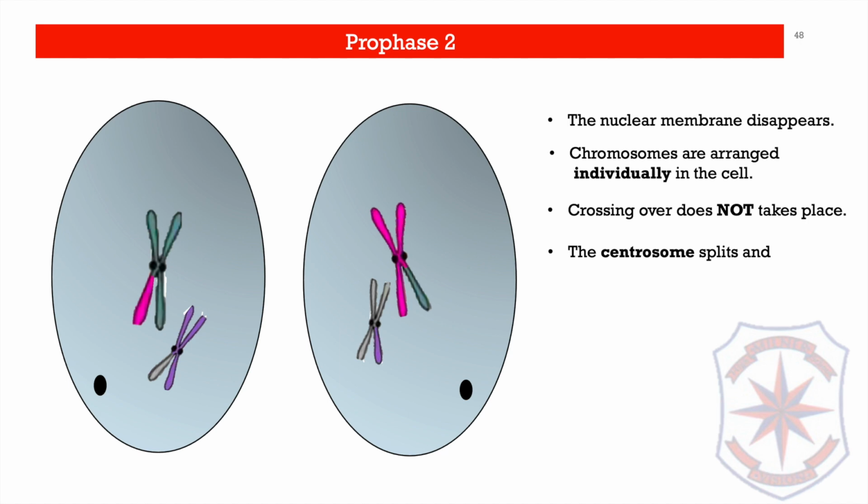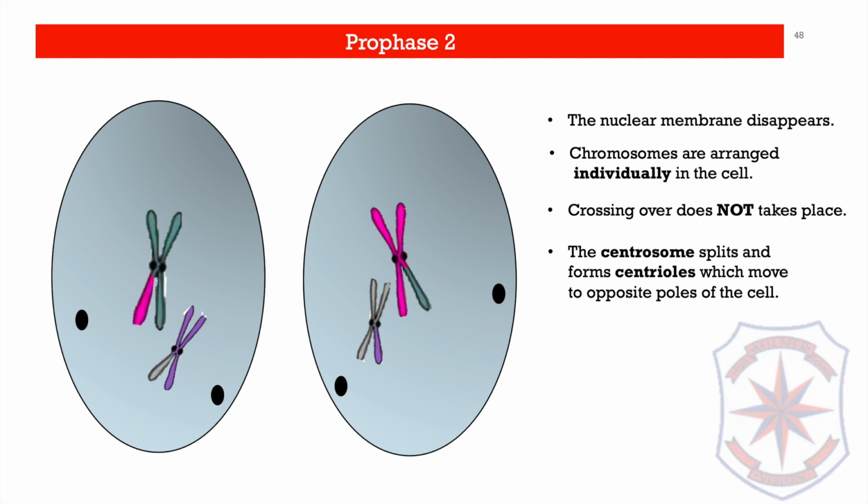And then the centrosome splits and forms centrioles, which move to opposite poles of the cell, just like in prophase 1. So there is our centrosome splitting into centrioles, and the centrioles are moving to opposite poles of the cell. Right, so that's the end of prophase 2.